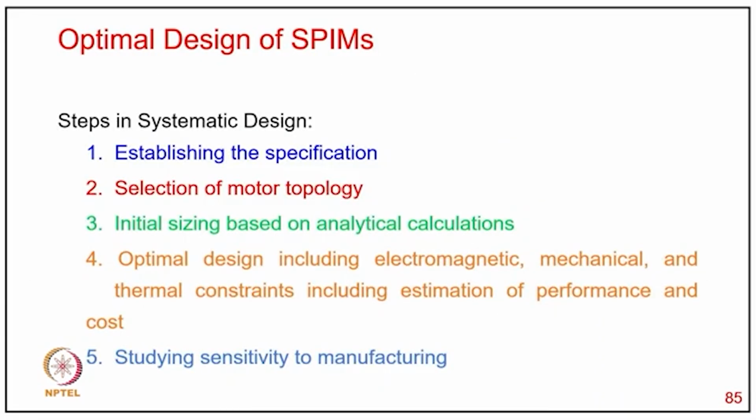First is establishing the specifications. The second is selection of motor topology. Third is initial sizing based on analytical calculation. Fourth is optimal design including electromagnetic, mechanical, and thermal constraints, including the estimation of performance and cost, while studying the sensitivity to manufacturing.